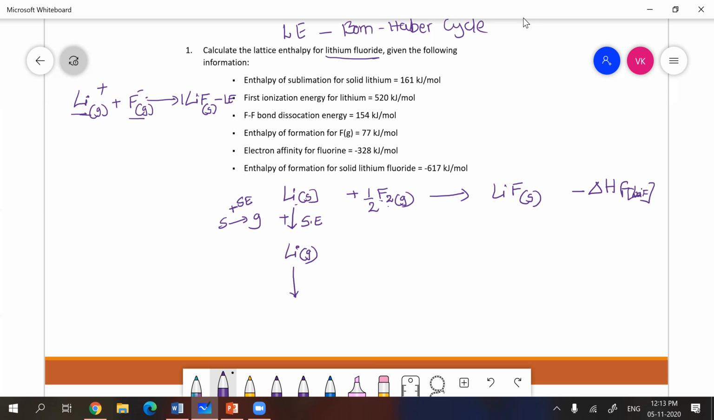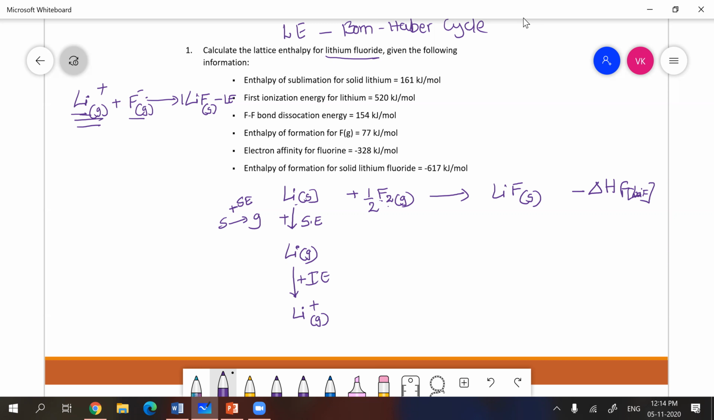Now we don't want lithium. What do we want here? Lithium plus. So how can we do that? You have to remove an electron. The energy required to remove an electron is called ionization energy. Always the ionization energy value will be positive. So here lithium in gaseous state is converted into lithium plus ion in gaseous state. So we got lithium plus ion.